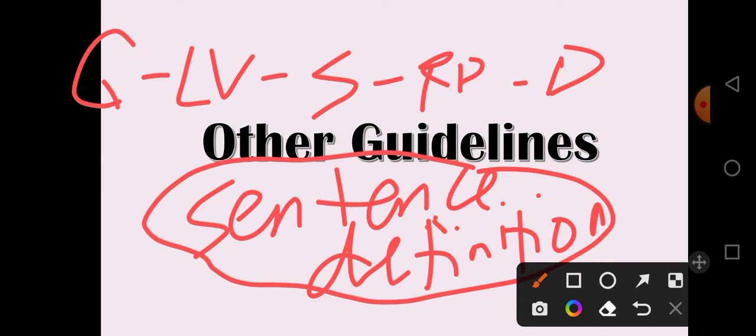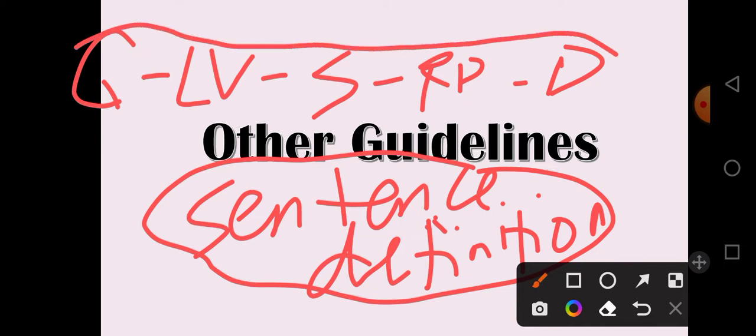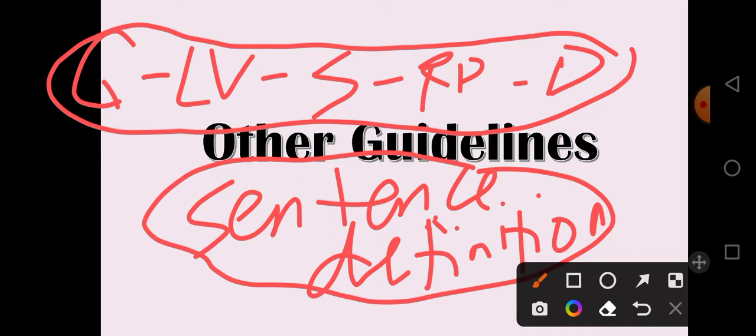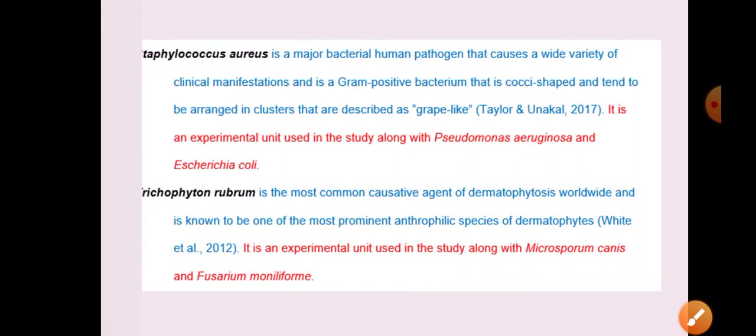Now that you have learned this format, or let's say this major guideline on how you can write a definition of terms, let us now proceed with the other guidelines on how to write this section of your research paper. Let's try to take a look at the following example. So we have here this example. Let's try to analyze it.